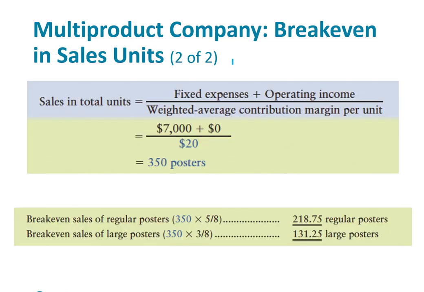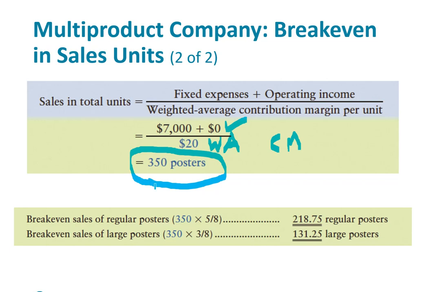So moving on, now we want to take a look and see what is the break even. And of course, break even's when your operating income is 0. So we're taking the same break-even formula, shortcut formula that we had for one product, and that is we take the fixed expenses plus, in this case, because we're doing break-even, 0 operating income, divided by the weighted average contribution margin. So weighted average contribution margin from the table. And so very simply, to break even, we have to sell 350 posters.